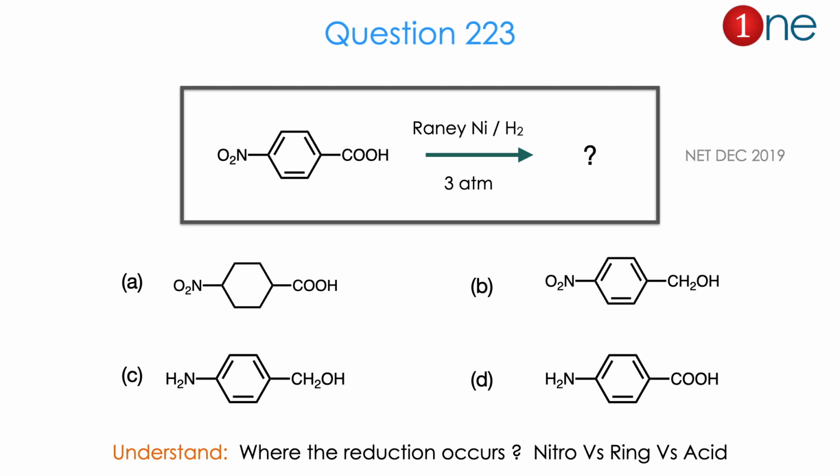So from the question and four different answers, you might realize the question is really about where the reduction occurs, whether on the nitro group, in the benzene ring, or in the acid. The answer is D. Let us see how.